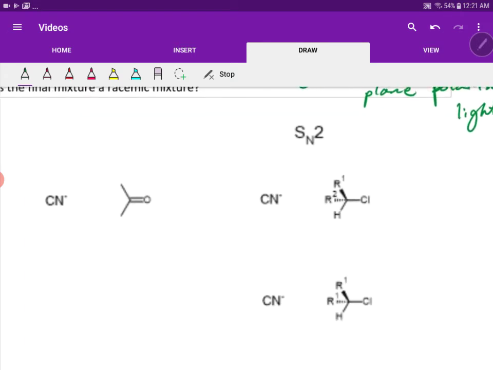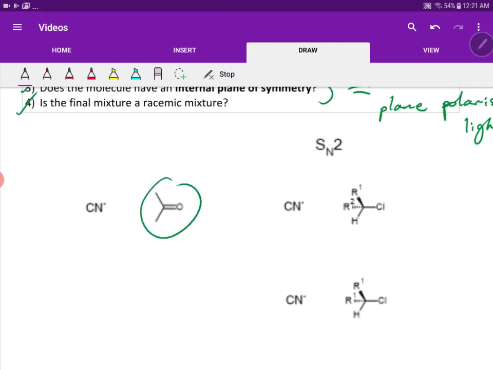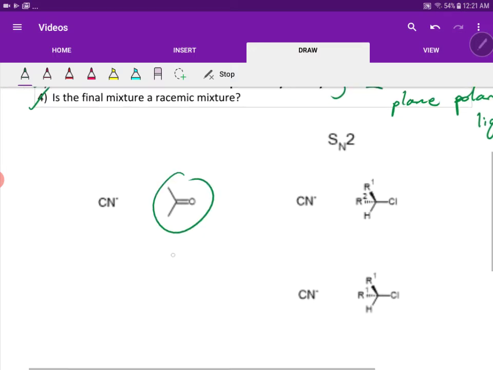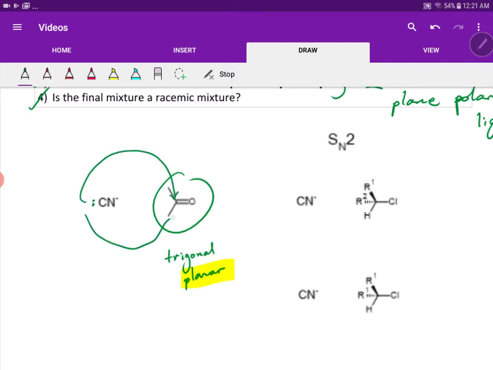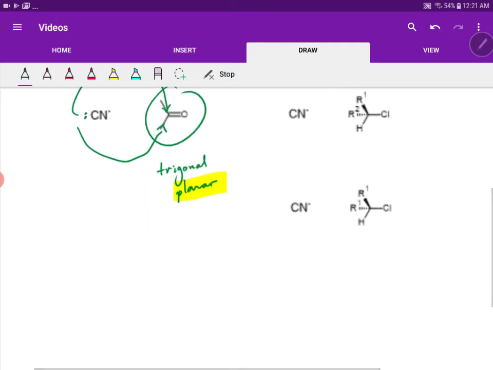Let's take a look at these few examples here. We know that the shape of this ketone here is trigonal planar, so it is flat. Because it is flat, the CN nucleophile can either attack from the top or attack from the bottom at a 50-50 chance. This means the final product will have an equal mix of both enantiomers, therefore it gives you a racemic mixture. But first and foremost, we need to draw the products first.